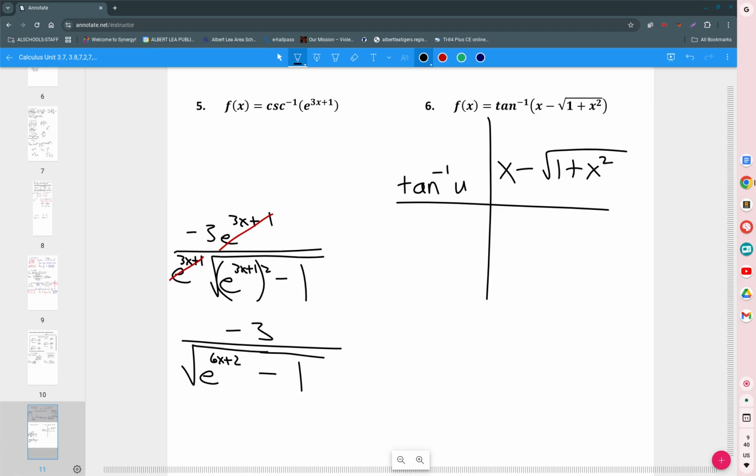So what's the huge box? Yeah, I don't know. I just decided to go big. I got arctangent of u. I get x minus the root of 1 plus x squared. What's the derivative of arctangent? 1 over 1 plus u squared. Nice job, Miss Murray.